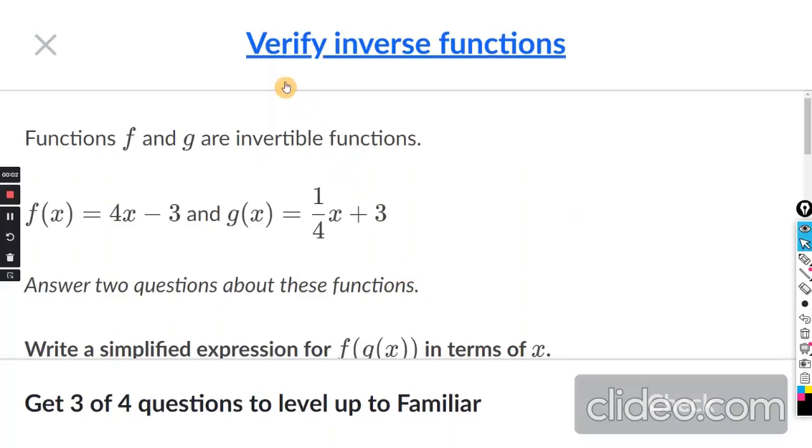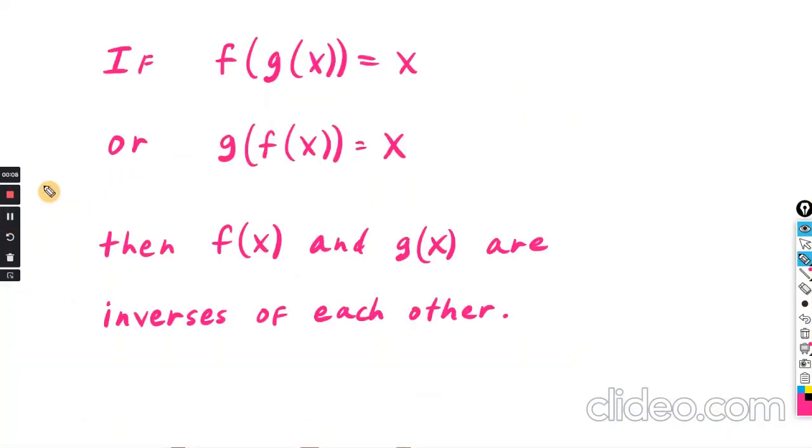This will be for the con exercise, verify inverse functions. So just some notes real quick. If f of g of x equals x, or if g of f of x equals x, then f of x and g of x are inverses of each other. So you need to prove one of these two to be true in order to know that f of x and g of x are inverses of each other.